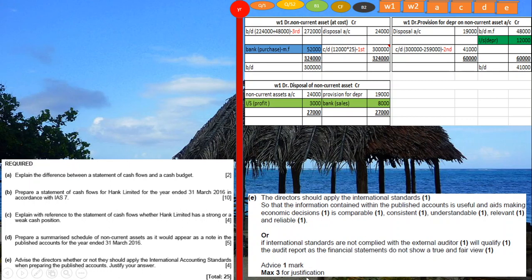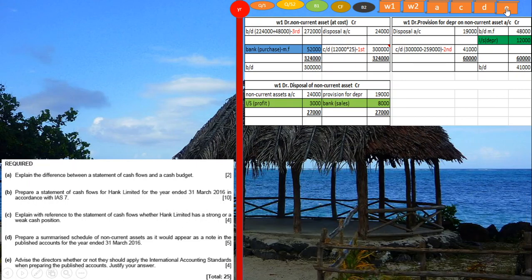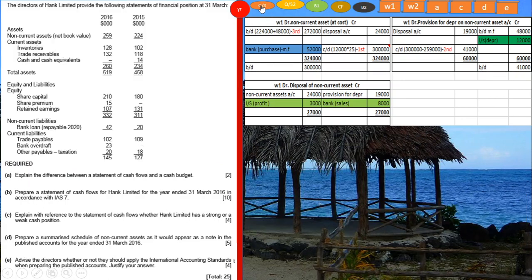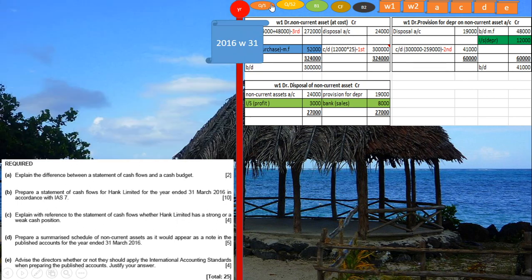So 1 mark for advice, 3 marks for justification. You can add any 3 points and then justify it. That's your number E. So saying this, I have explained to you the question paper of 2016 winter 3-1. You may go through it and let me know if you have any questions.